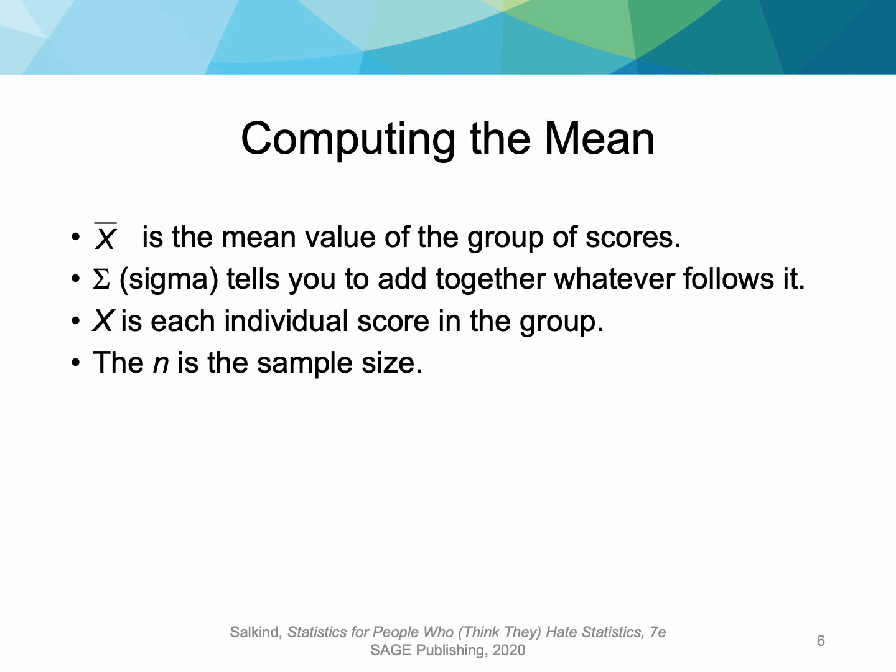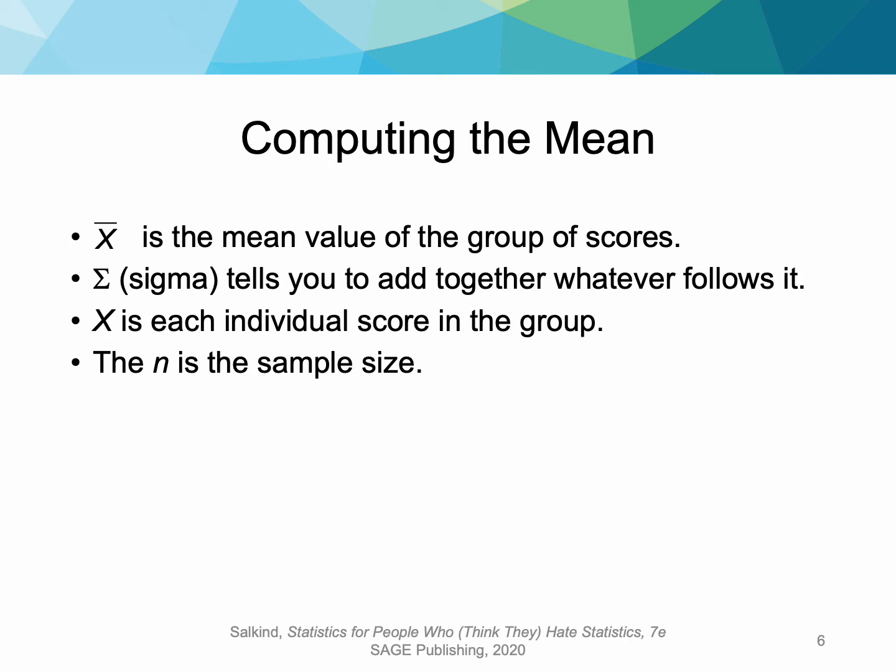Now, when we're computing the mean, we use X bar as the mean value of the group of scores. The mean is the most common type of average. It's the sum of all values in a group divided by the number of values in the group. So again, X bar is what's used to indicate the mean.